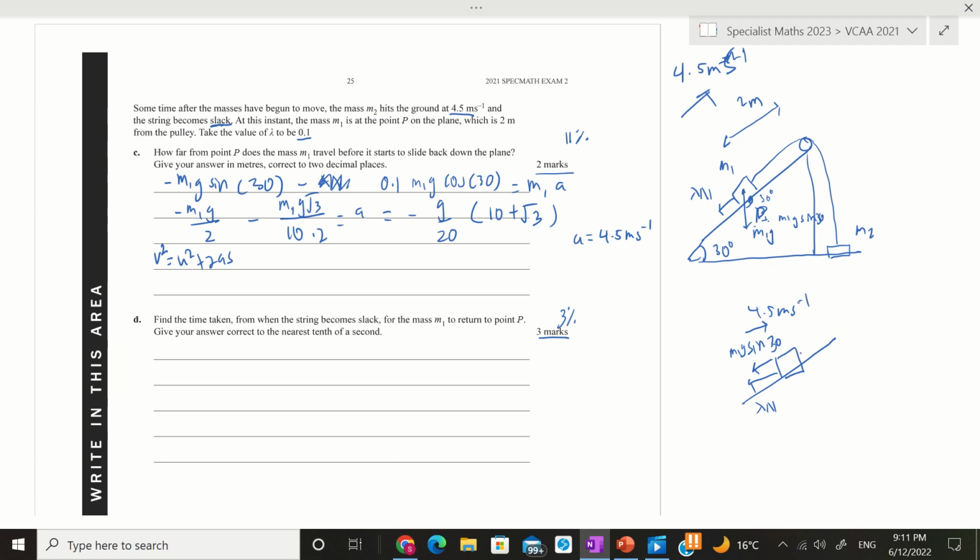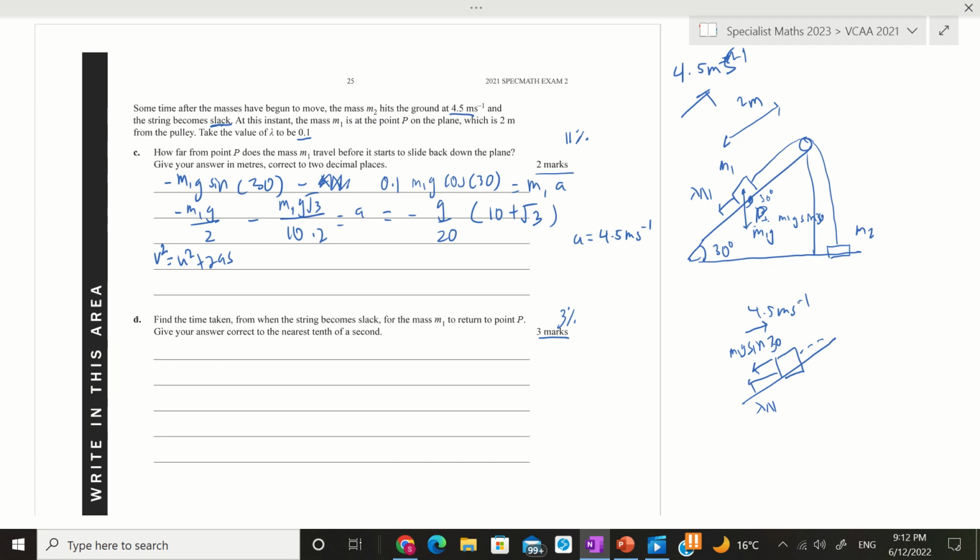So it's going to go up a little bit more until the speed goes to zero and the mass just starts going back down the plane. Because remember, there's no other force pulling it up the plane. The only reason M1 is still going up the plane is because it still has this initial velocity, which it started with. But eventually that velocity is going to go down to 0.